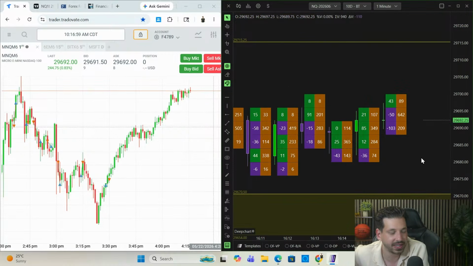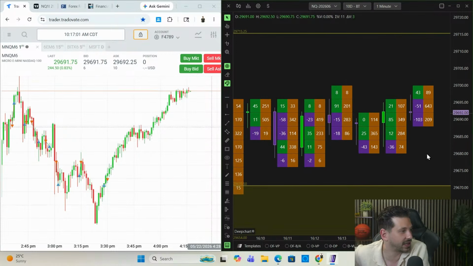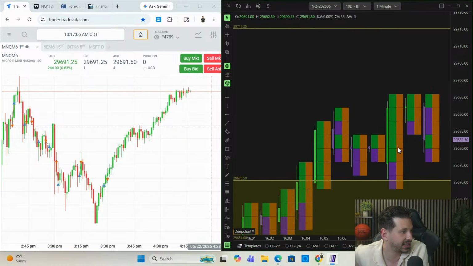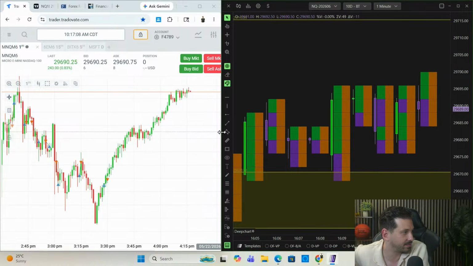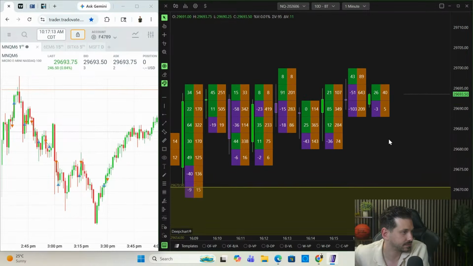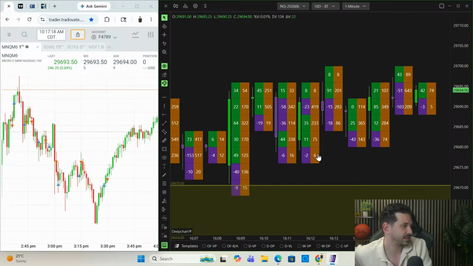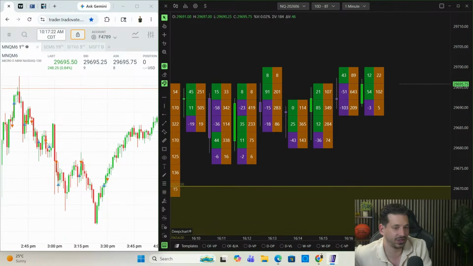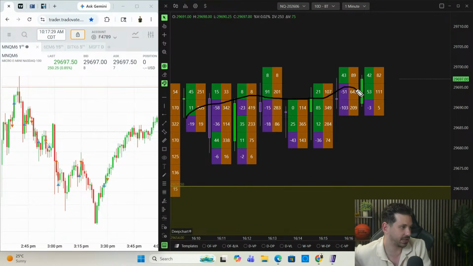Let's have a quick look at the volume again, see if there's anything interesting being printed. Let me make this a bit bigger so I can actually see this. Here we go. Yeah, there's nothing really interesting happening. Again, the volume distribution is still bearish for the most part. If you just look at where the purple is, squint your eyes, you can see most of the purple is below the current price.